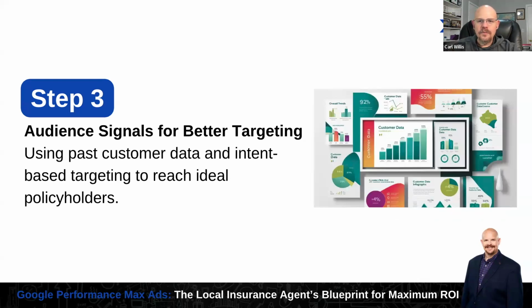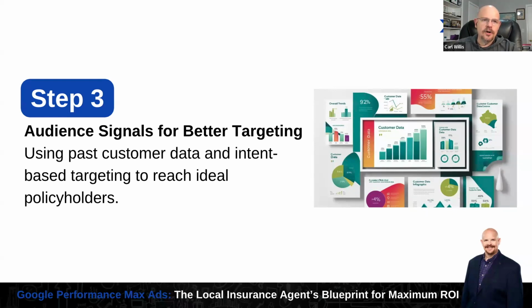Step number 3, audience signals create better targeting. And let me emphasize this, past customer data and intent-based targeting will give you the best outcomes. And so let me explain this a little more. When you use audience signals and you create data points for Google's AI to work with, your overall ad campaign performance will be better. Your best performance will come from the data of your existing customers. The reason why is these are the people who have already spent money with you.